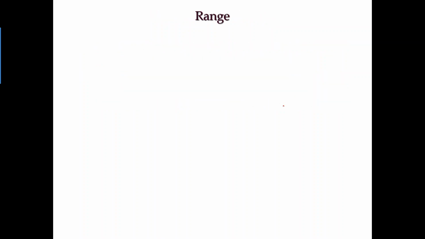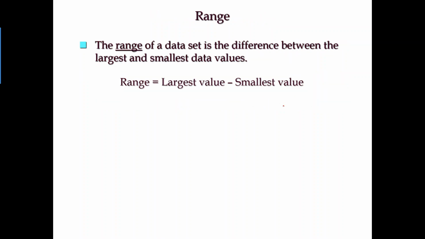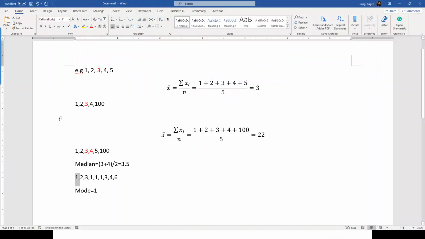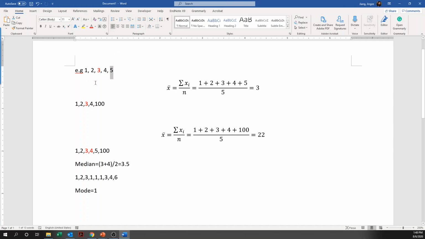So what is range? The range of a dataset is the difference between the largest and the smallest value. Basically, you go to your dataset to find the largest value and the smallest value, and if you find the difference, you will be able to calculate the range. Using the same example we worked on in the last video, look at the first case: 1, 2, 3, 4, 5. The smallest value is 1, and the largest value is 5. So the difference is 4, right? So the variability of this dataset is 4.